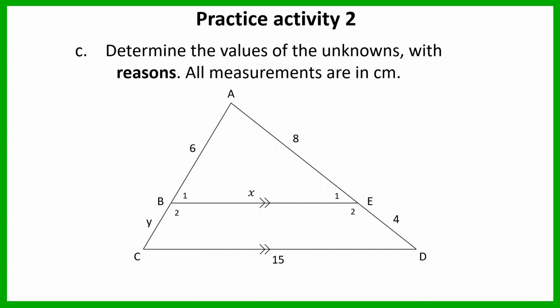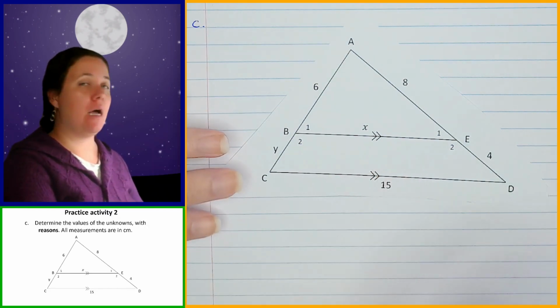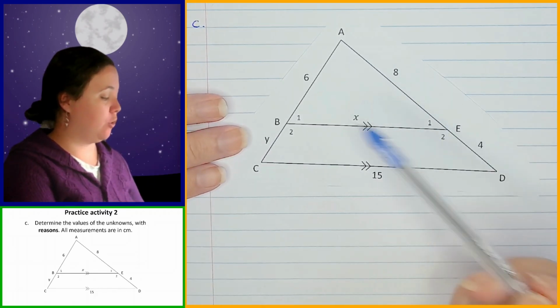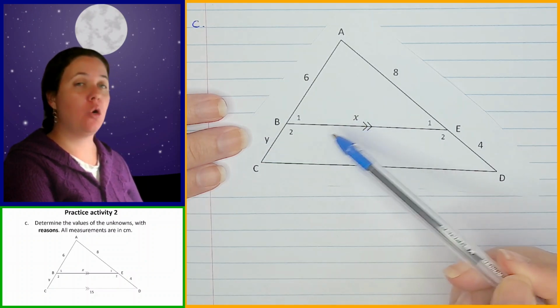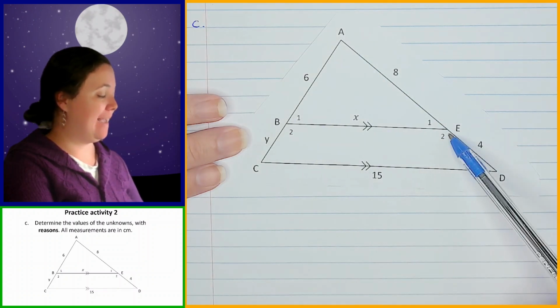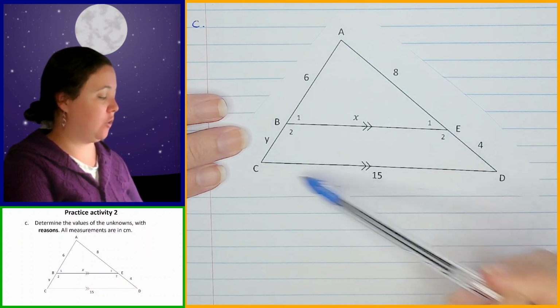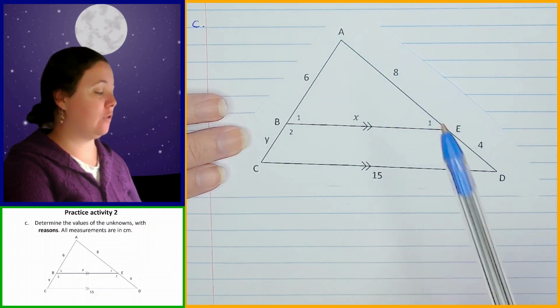Okay, so let's go through that question and see what you should have got. Right, so first of all, our goal here is to work out the size of x and the size of y. In order to work those out, we have to first prove that this triangle ABE is similar to this triangle ACD over there. Okay, so we need to prove that those are similar.